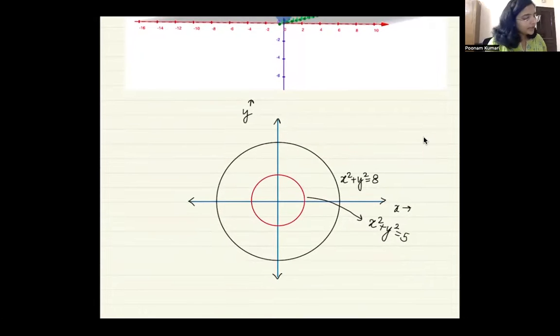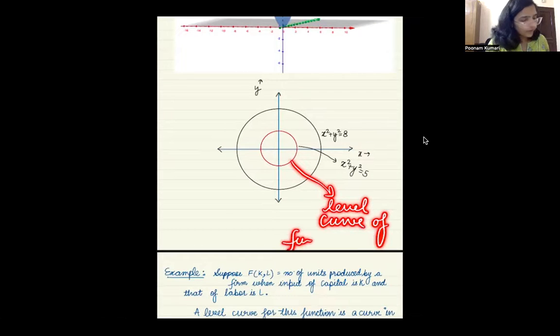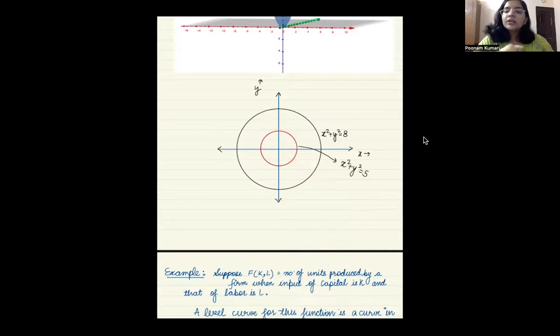So here what we did is we looked from the top view, and we projected this area onto the XY plane. So this particular thing will be called the level curve of the function f at z equals 8. This will be called the level curve of the function, whatever function it was, x square plus y square, at z equals 5. Okay, this is the concept of level curves.